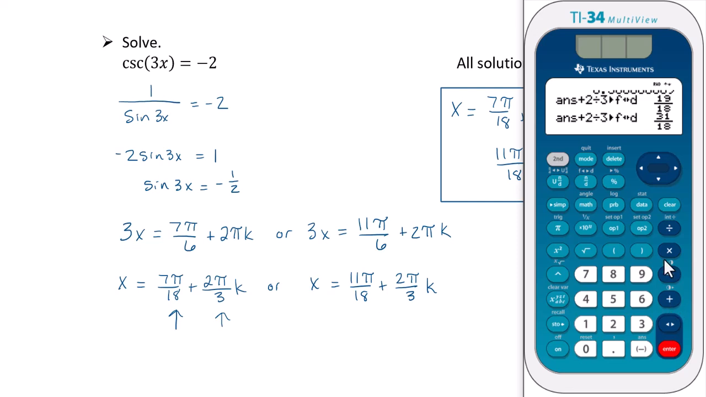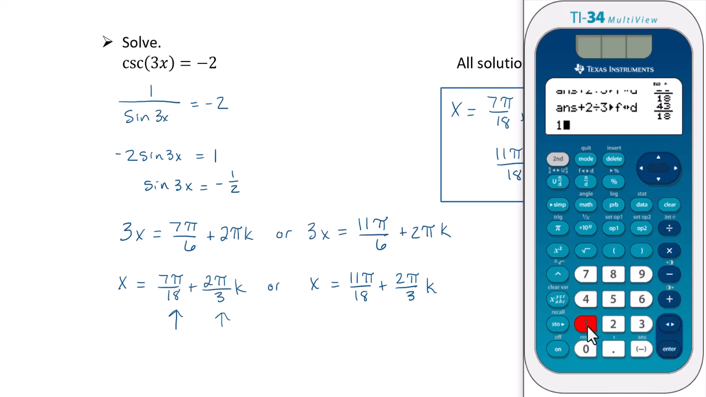Now if I do it one more time, I'm adding another 2 pi over 3 this way. I'm definitely over 2 pi. So you can see that we've exhausted that formula using it 3 times, and it's done.